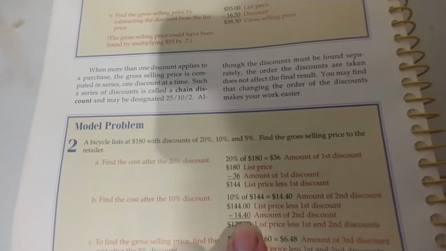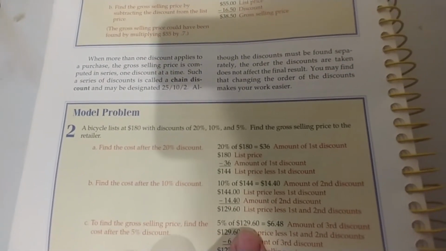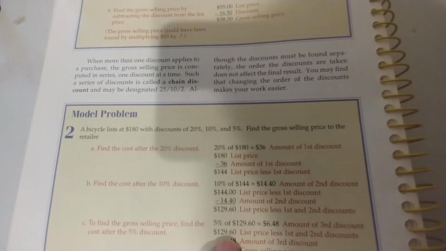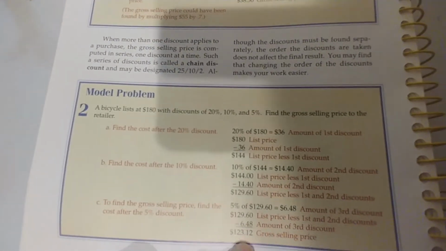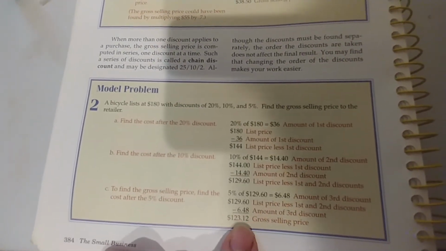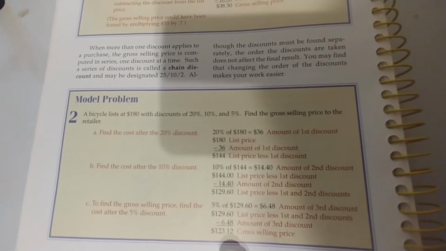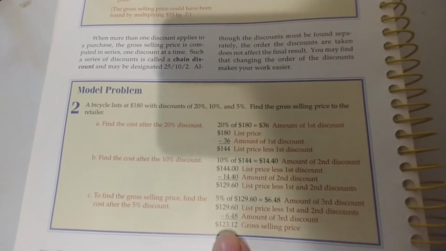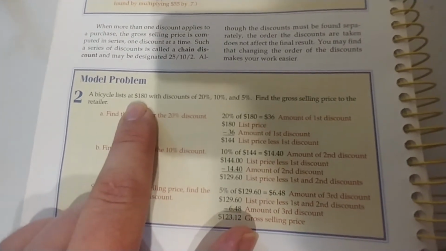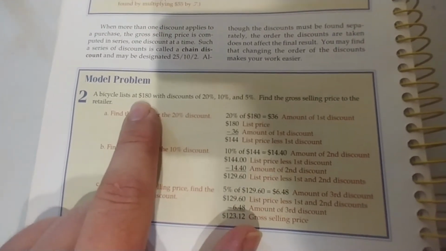Then you take the 129.60, take it times 5%, which is 6.48, and subtract that from 129.60. So the gross selling price, or the price the company is paying for the bike, is $123.12, and hopefully selling it for the original price, the retail price of $180.